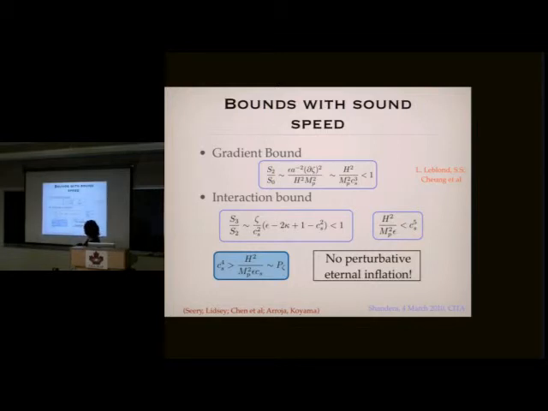Sorry, CS is 1, and this is much smaller. Yes. And you say in that inequality, which is what we want for the derivative case, we don't have eternal inflation. That's what you say. Yeah. So eternal inflation would need this to be 1, and that's never true. That's always less than CS to the 4, or CS would have to be very, very small.